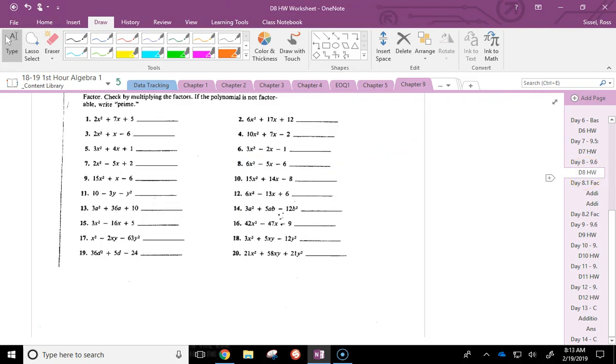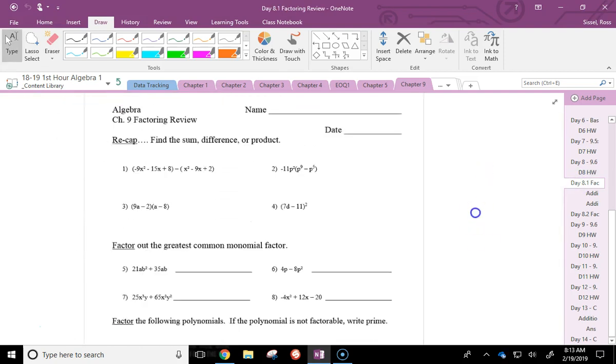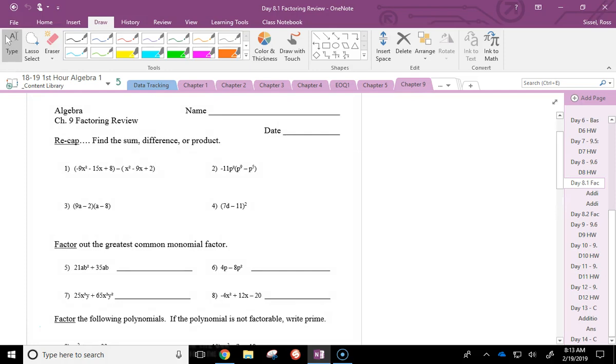I want you to show all your work, though, on another piece of paper. That is due tomorrow. If we don't have school tomorrow, it is due first thing Thursday, and we'll look at it Thursday. Also, if we do not have school tomorrow, your homework on the snow day, I will give you the worksheet, is this factoring practice.